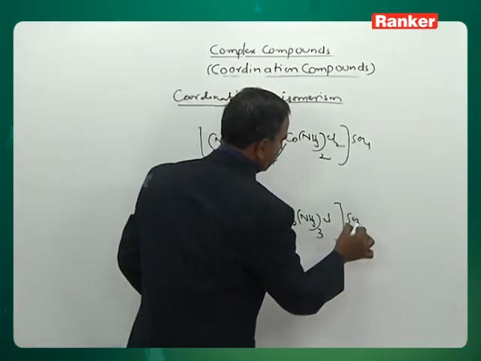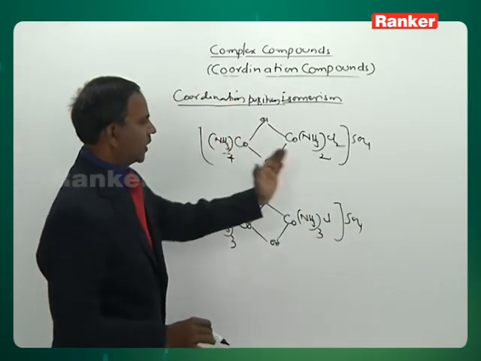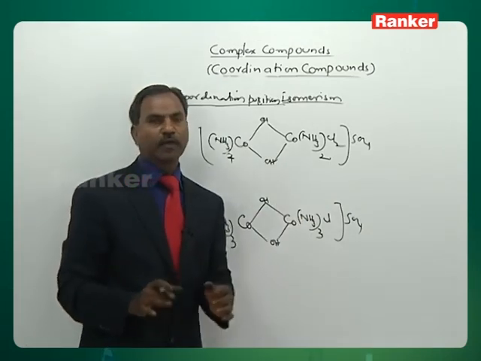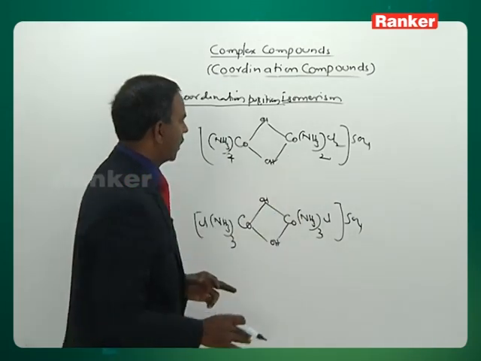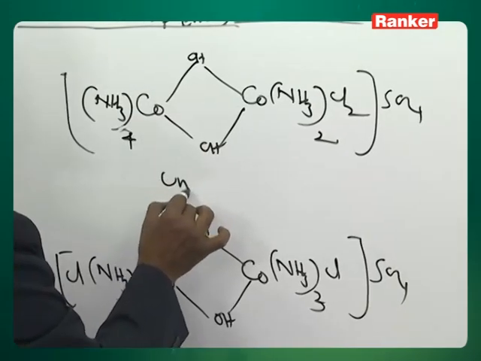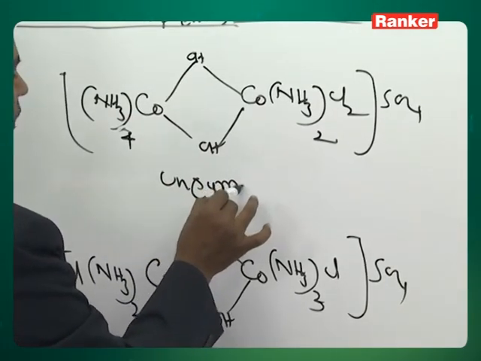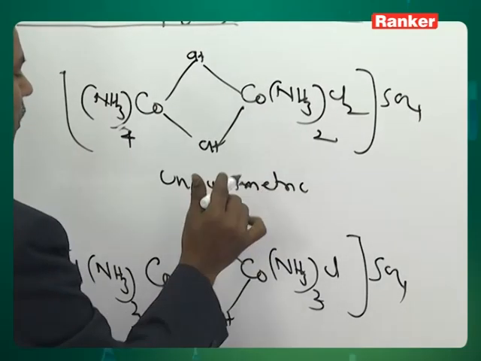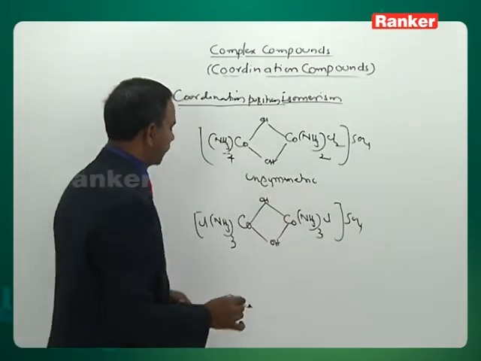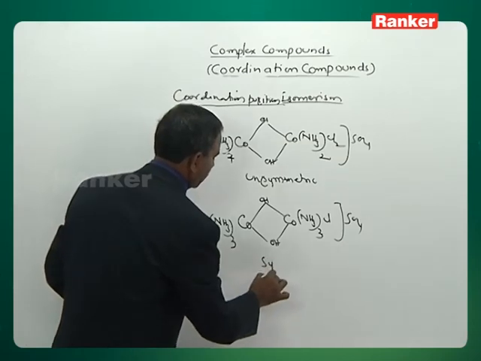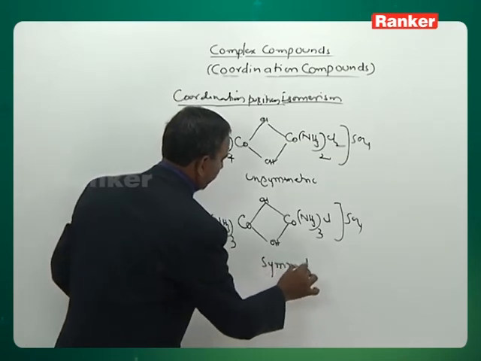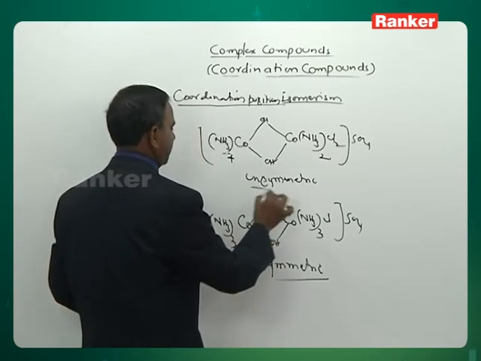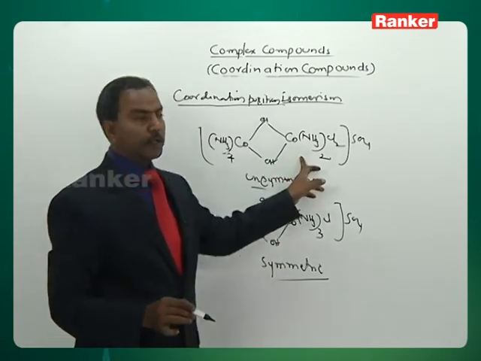In the first complex you are looking on either side, the number of ligands are the same, but the type of ligands are not the same. Therefore what do we call it? Let me say it is unsymmetric, not symmetric. Unsymmetric. This one is definitely a symmetric complex. Symmetric, unsymmetric and symmetric.